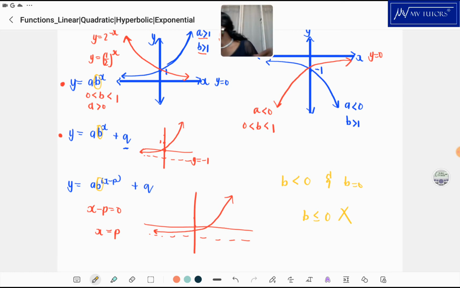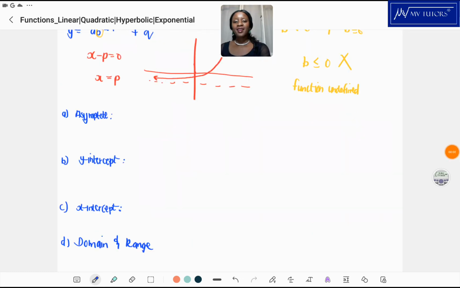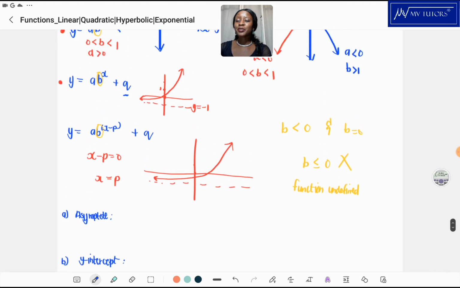Okay? Please just be careful of that, because if it is smaller than 0 or equal to 0, then your function is undefined. Okay? Because if you have 0 to the power x, what does that mean? Honestly, what does that mean? It means absolutely nothing. So in this scenario, your function is undefined, for b being negative and b being equal to 0.